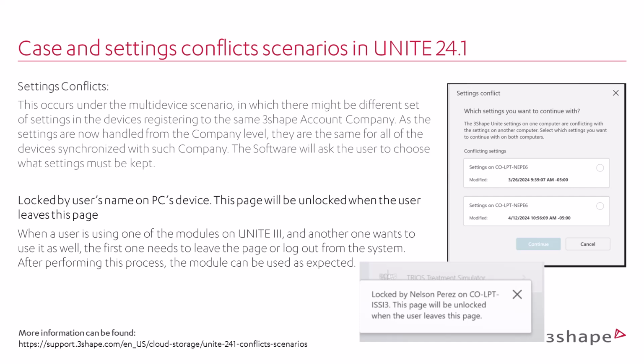Locking by username on PC device. When a user is actively using a module on Unite 3, another user attempting to access the same module will find it locked. The first user must either leave the page or log out to unlock the module for others to use.